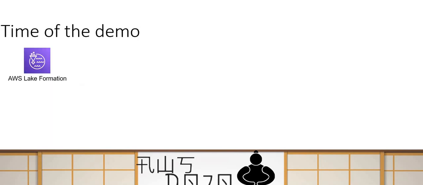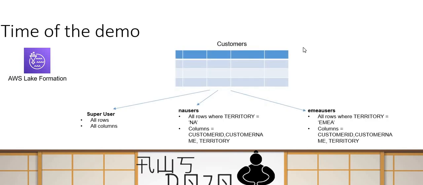So the concept is pretty straightforward and simple. Now it's time to see a demo. So the demo is pretty straightforward. We will have a customers table, a dummy customers table. And in that customers table, I will have 3 users. One user will be a super user, which will have access to all rows and all columns.